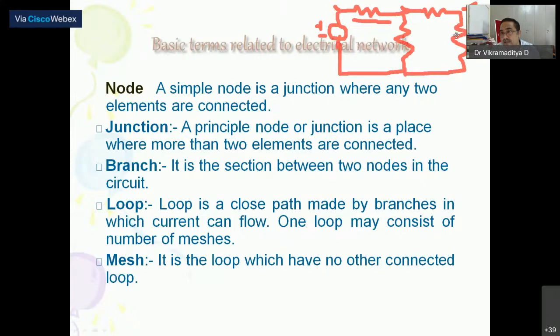This another branch is coming. Okay, and this branch is coming. So three branches are meeting at a point. So this is your node, mind it.